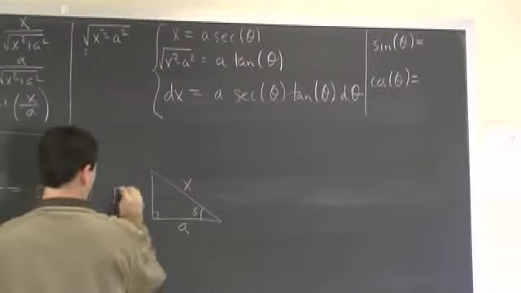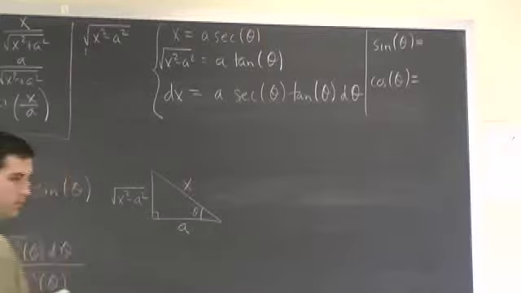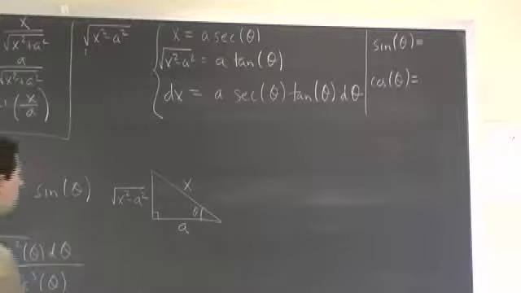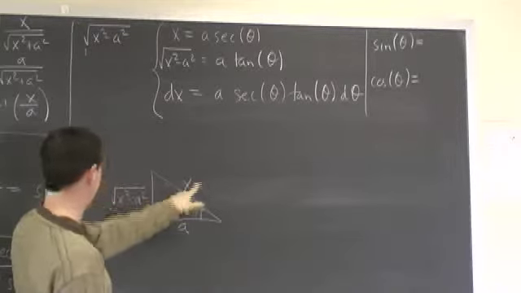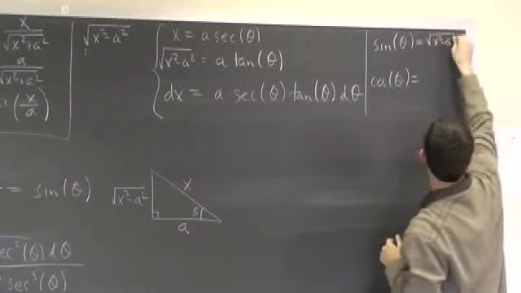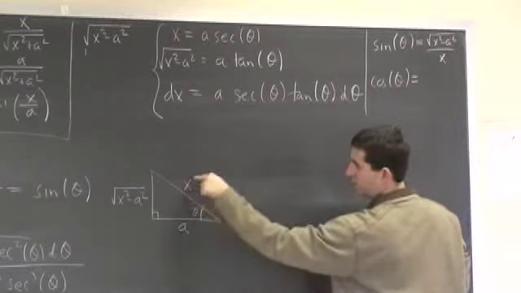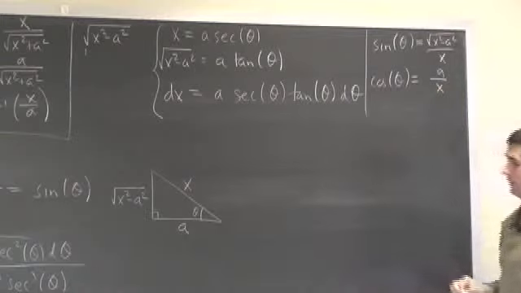And now, by the Pythagorean theorem, we know this last side is the square root of x squared minus a squared. Notice the nice symmetry that these things create. It always seems to work out. Okay. So now what's the sine of the angle? Well, it's the opposite over the hypotenuse. So the square root of x squared minus a squared over x. And the cosine is the adjacent over the hypotenuse. So nice, a over x.